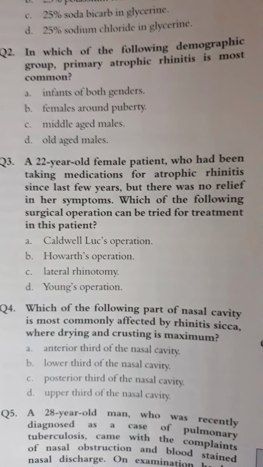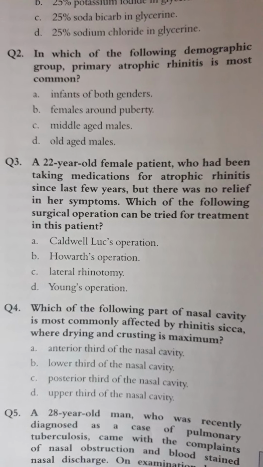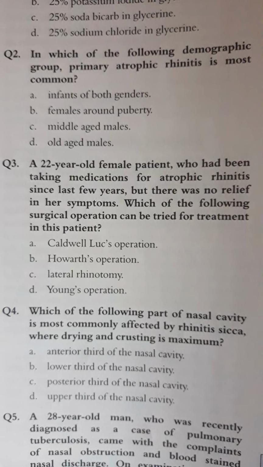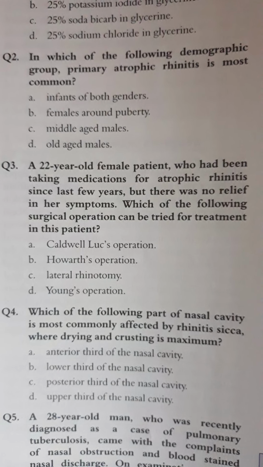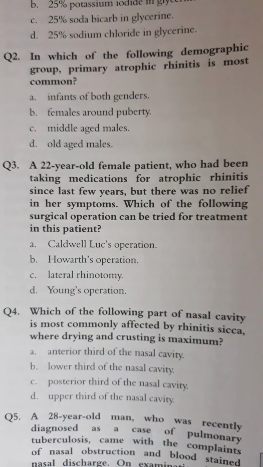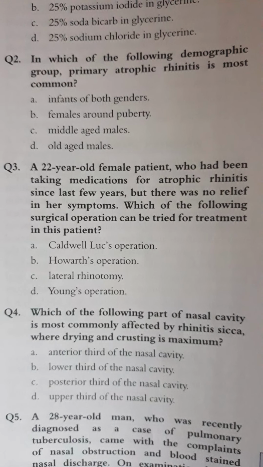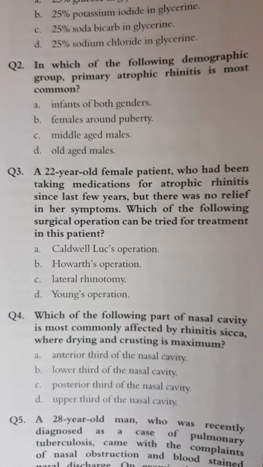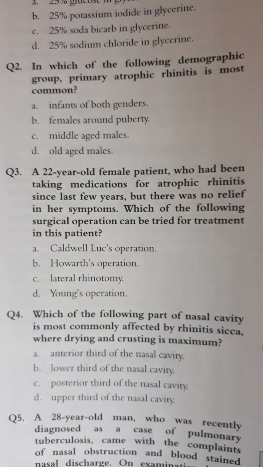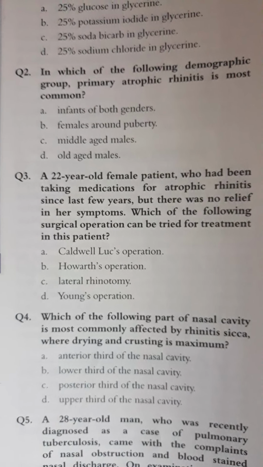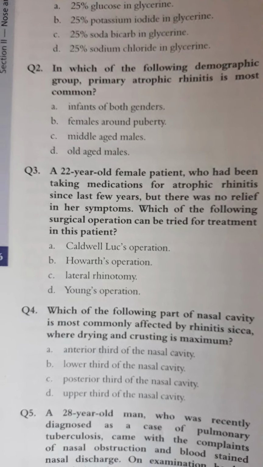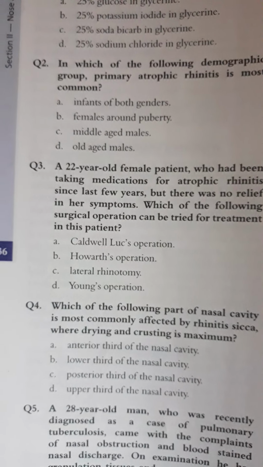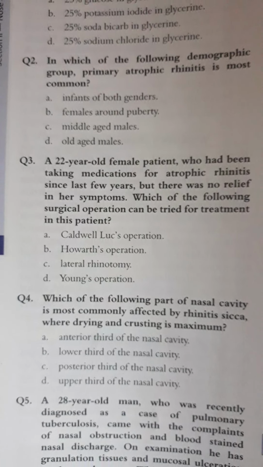Question 3. A 22-year-old female patient had been taking medication for atrophic rhinitis for the last few years, but there was no relief in her symptoms. Which of the following surgical operations can be tried for treatment in this patient? Answer is Young's operation. In this operation, both nostrils are closed for about 6 months, which reverts the mucosal changes.